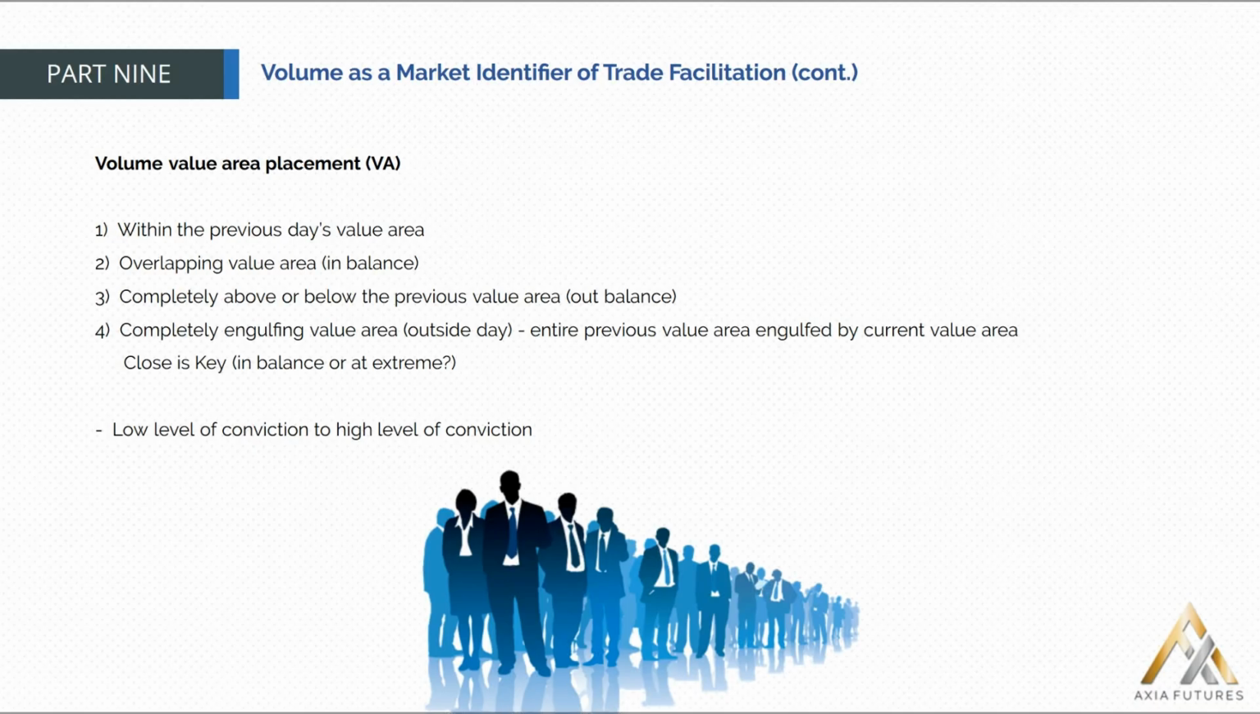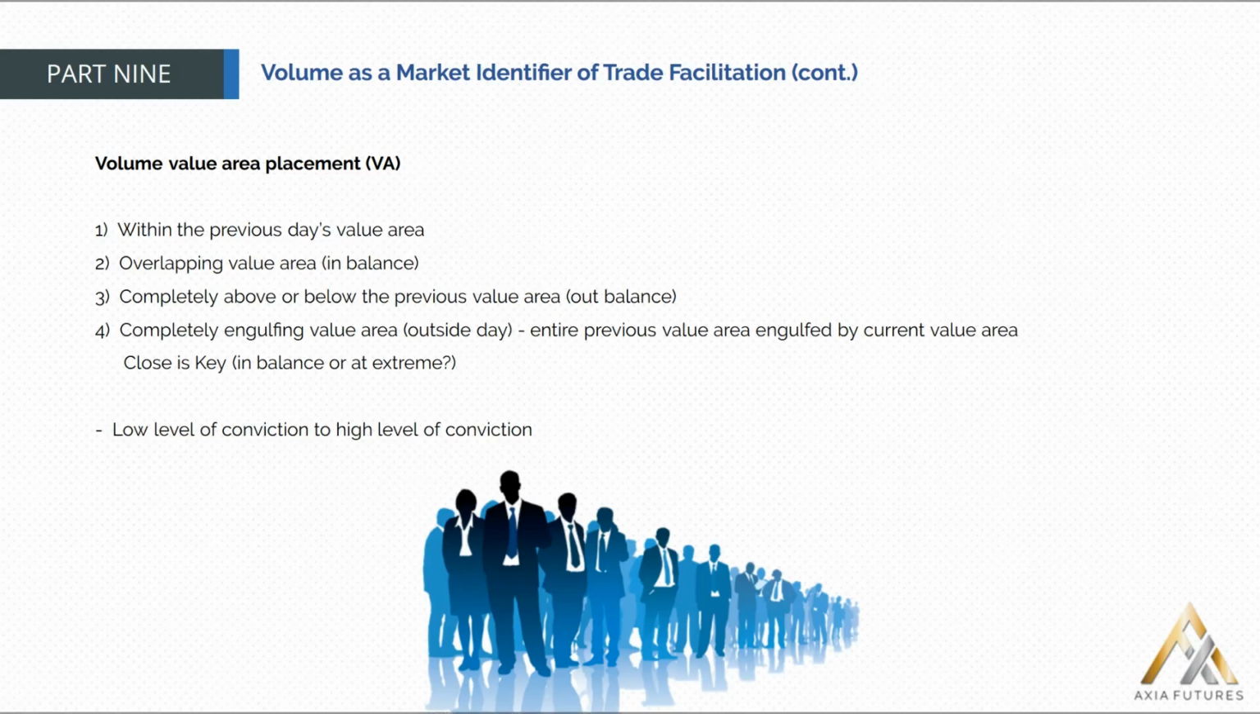Now, there are 4 basic ways in which a value area can be placed relative to the previous day. I'm going to show them to you from a low level of conviction to a high level of conviction. By conviction, I mean initiative or bias being shown, or strong early clues being shown from the market. So the first is when today's value area is contained within, or opens or trades within, the previous day's value area. This is the least amount of conviction.